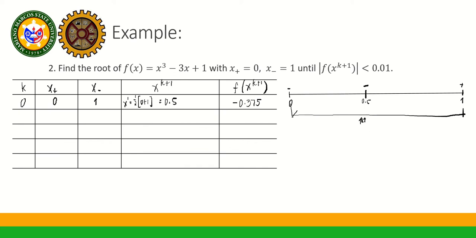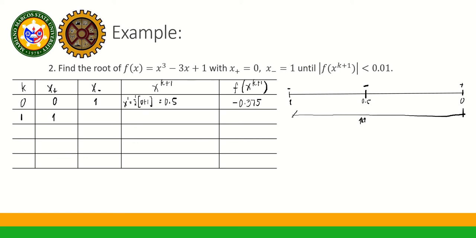So where do we get the root now? Where is our interval? The 0.5 and 1. Since the absolute value of our function f of x raised to k plus 1 is not yet less than 0.01, we still proceed. So the next interval at k is equal to 1. Next interval, x positive is 1, oh, this is reversed. This should be 1 and this should be 0. Okay?